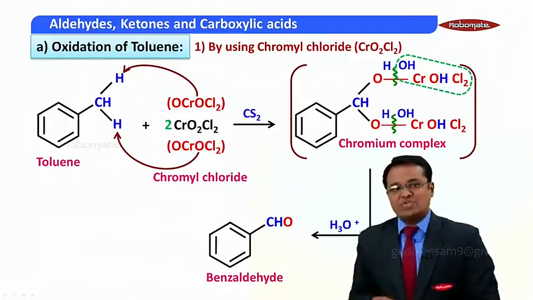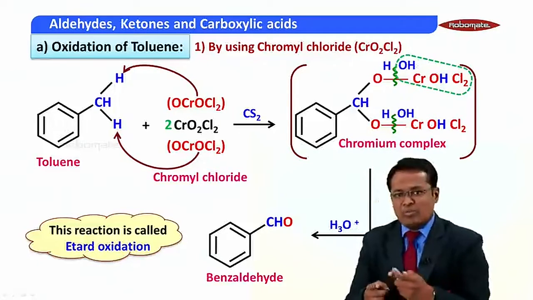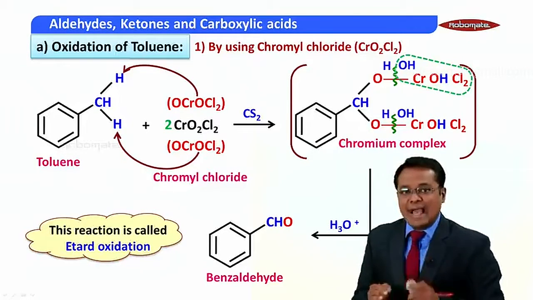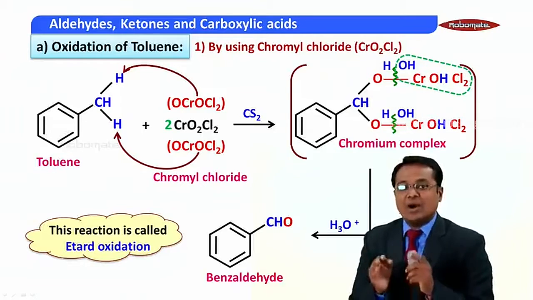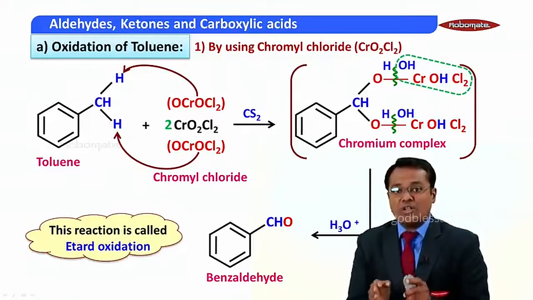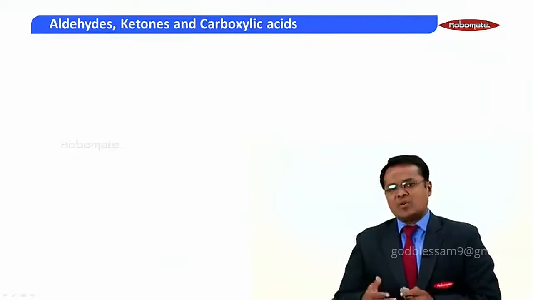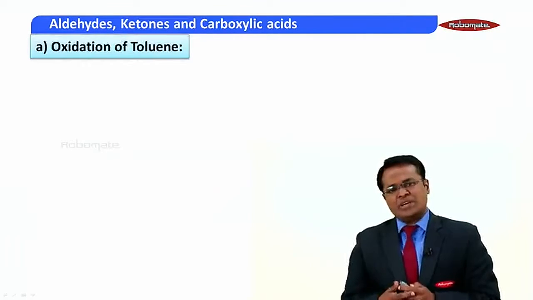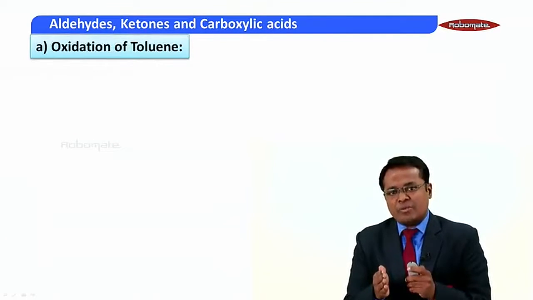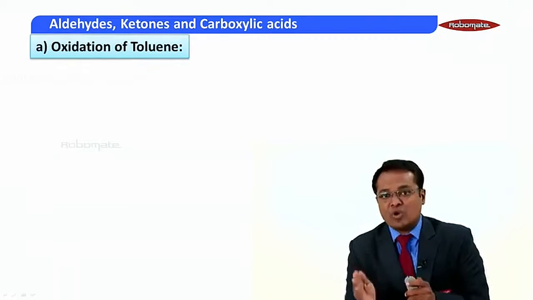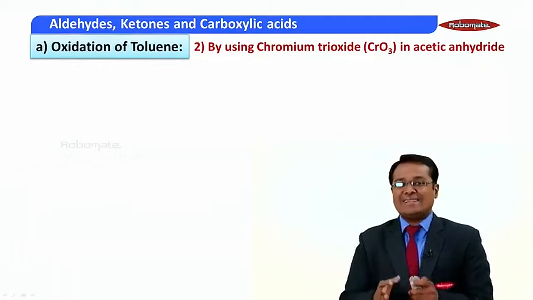Let's go to the second method. There is one more important note point. This reaction is known as Etard oxidation, which is a very important entrance point. Let's go for the second one. Do you remember? Yes, it is chromium trioxide in acetic anhydride.